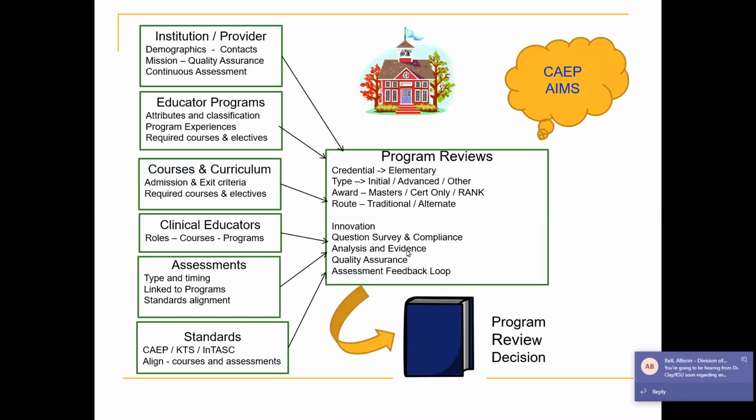The reason we do this is that we are collecting a variety of information from the EPPs, the educator prep programs, and it's about the institution and provider information, information about their actual programs that they have at their institution. We capture information about courses, curriculum, clinical educators or faculty, your assessments, and then of course all of the standards that are used in the alignment. All of this information gets gathered together as a part of being prepared for a program review and program review decision. A lot of this information is also frequently used as a part of a review with CAPE and AIMS.